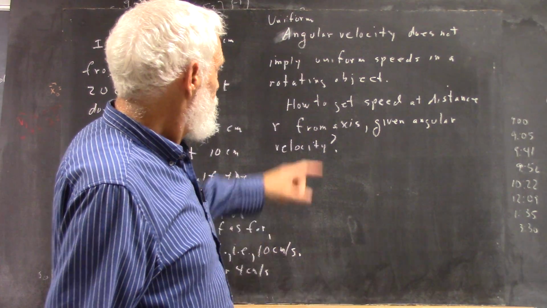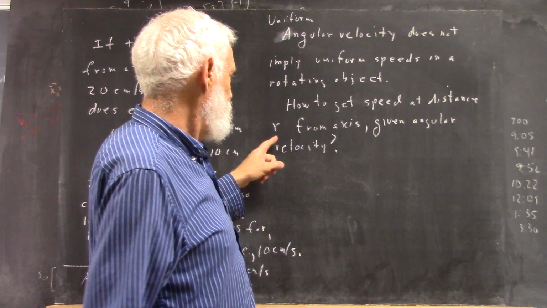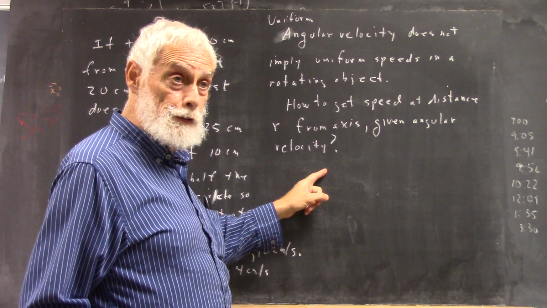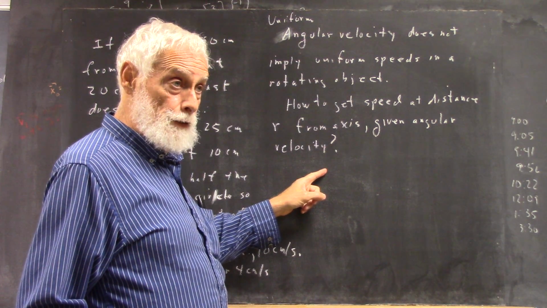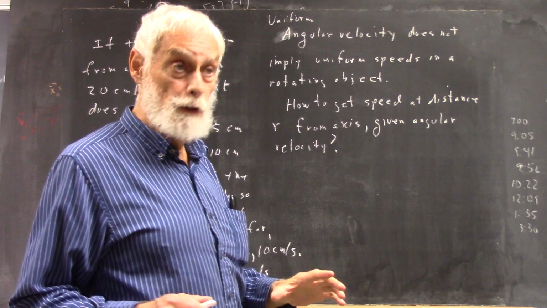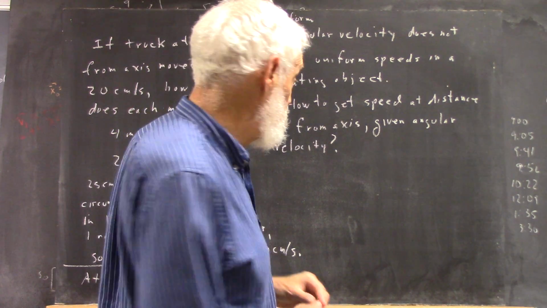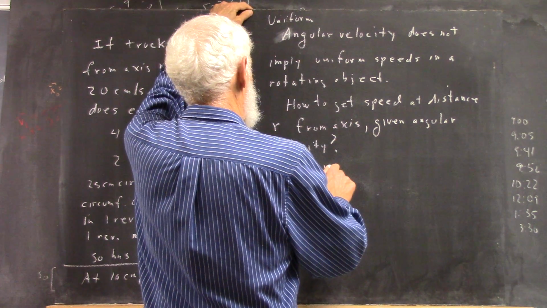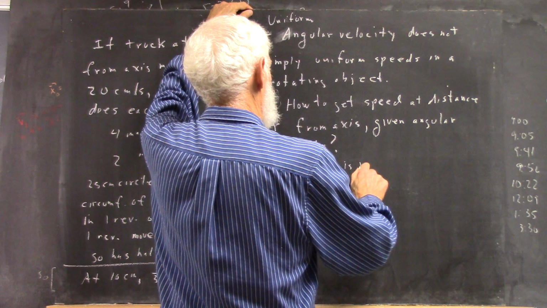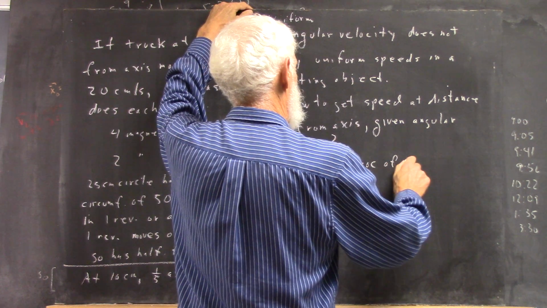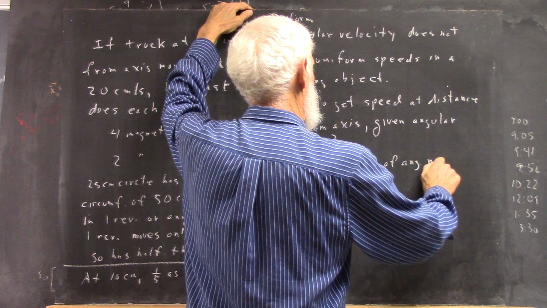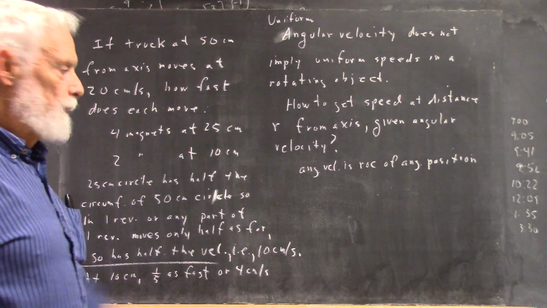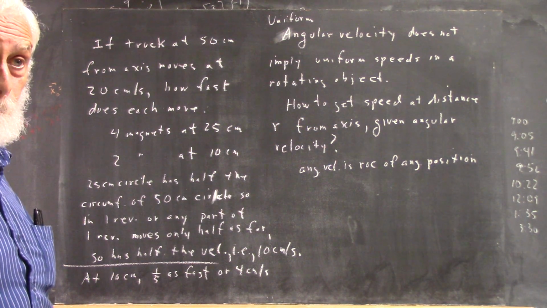Okay, now, how do we get the speed at, let's say, distance r from the axis if we're given the angular velocity? Okay? So let's just make sure we understand what angular velocity is. It's kind of a new concept. So, angular velocity is the rate of change of angular position.